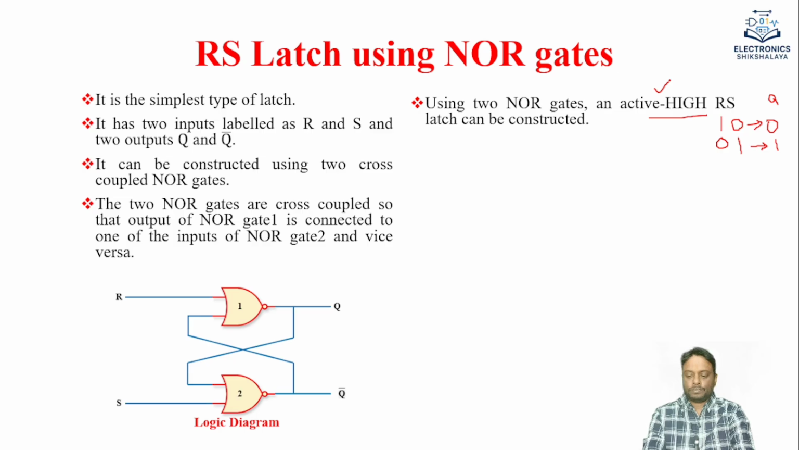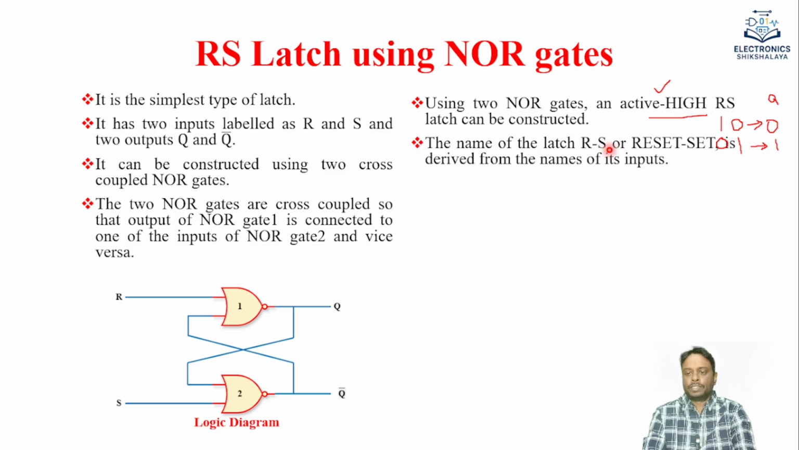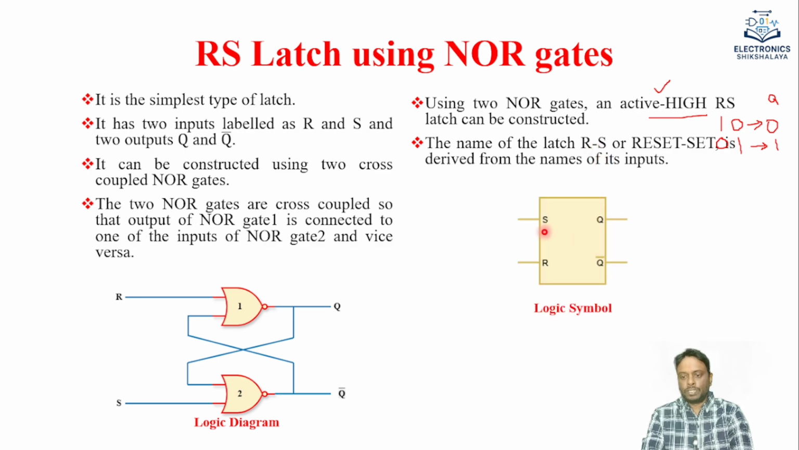The name of the latch is RS, where R stands for reset and S stands for set. This is the logic symbol of the latch. The two inputs are R and S, and the two outputs are Q and Q complement. Let us see in the next section how this RS latch operates depending upon the different combinations of R and S.